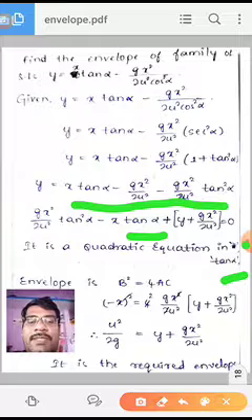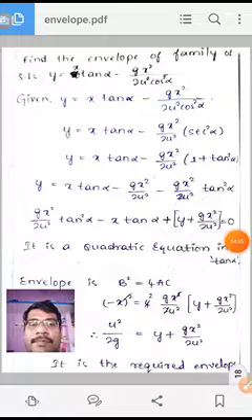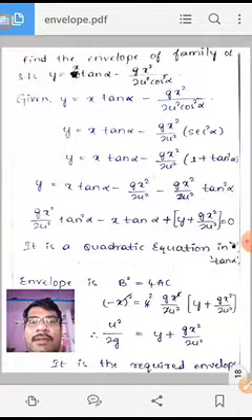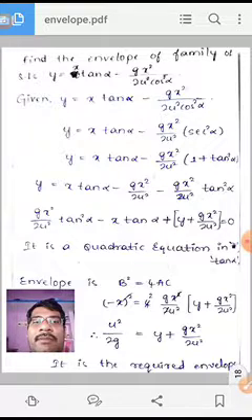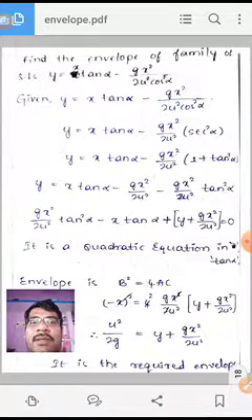In the next section we see the two parameter family of curves. Here two parameters are involved: f of x, y, a, b is equal to 0. We have to eliminate a and b. We get two more equations. From these three equations we have to eliminate the two parameters a and b. The required equation is the envelope of the given family of curves. We will see this in the next section.